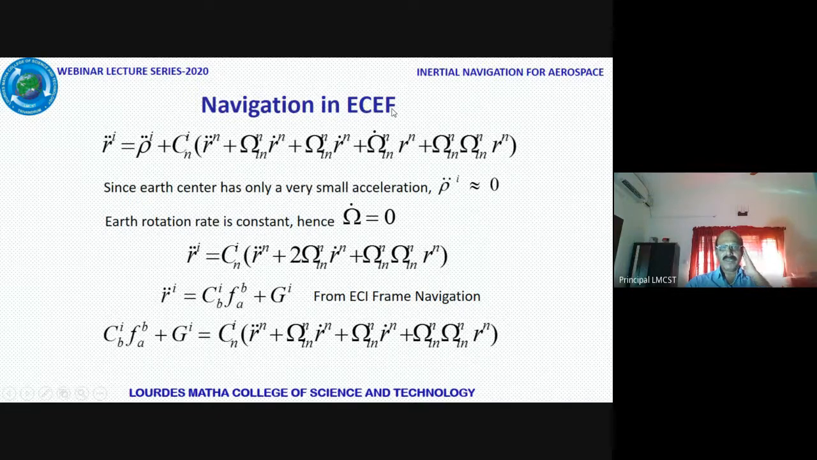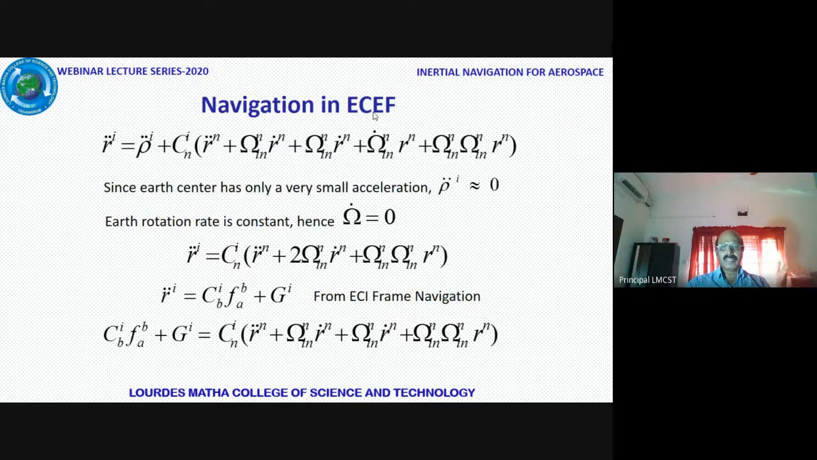Our frame is fixed to the earth, but the earth is rotating, and therefore the frame itself is rotating. I repeat, if you want to do the navigation in the earth-centered, earth-fixed frame, the axes are fixed to the earth, but the earth is rotating, therefore the axes are rotating with it. Therefore, the navigation frame is rotating at the rate of the earth's angular rate. So it is not an inertial frame, but the navigation is still called inertial navigation.